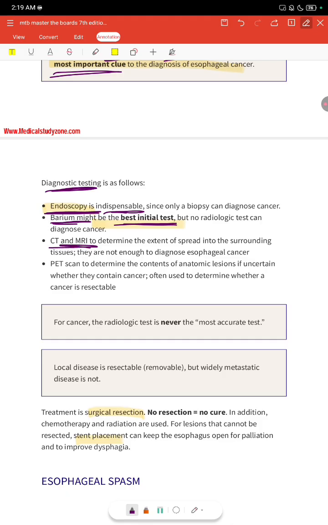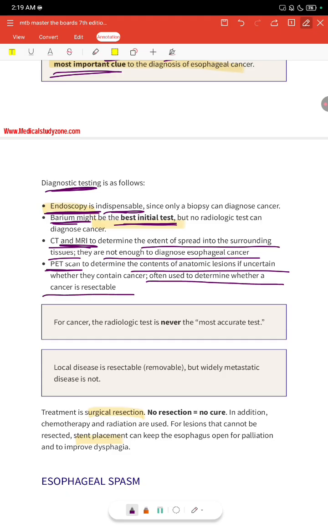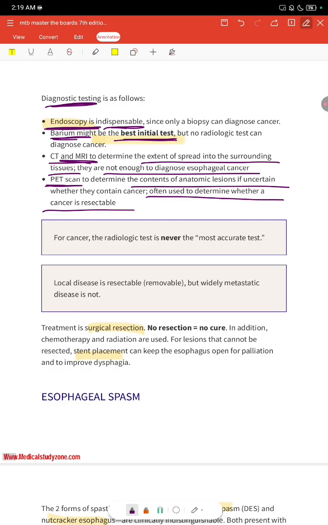CT and MRI determine the extent of spread into the surrounding tissues. They are not enough to diagnose esophageal cancer. PET scan determines the contents of anatomical lesions if uncertain, whether they contain cancer, and is often used to determine whether a cancer is resectable. That is done by PET scan. For cancer, the radiologic test is never the most accurate test.